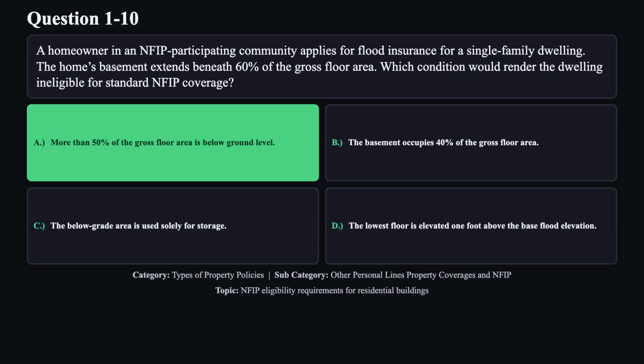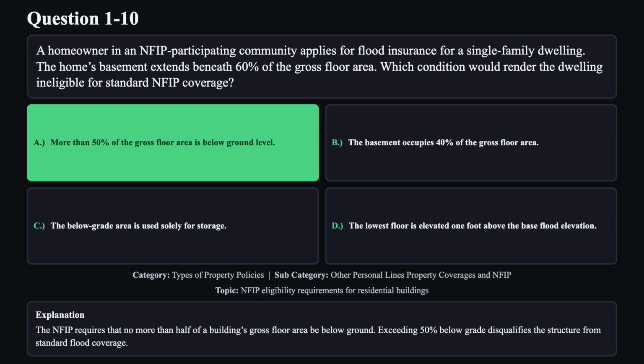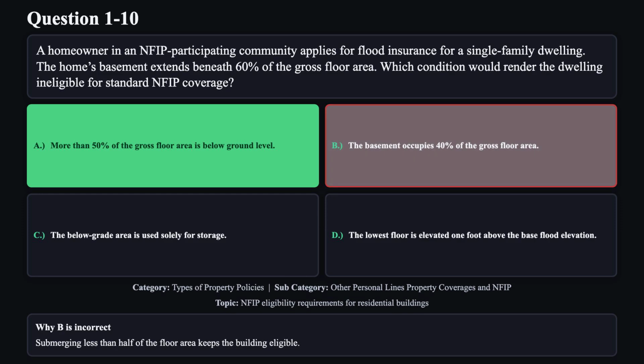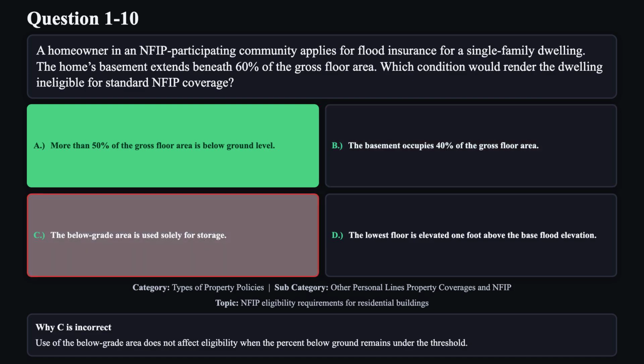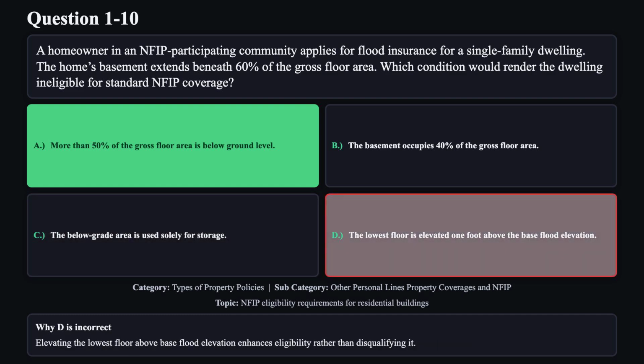The correct answer is A. The NFIP requires that no more than half of a building's gross floor area be below ground. Exceeding 50% below grade disqualifies the structure from standard flood coverage. Reason B is not correct. Submerging less than half of the floor area keeps the building eligible. Reason C is not correct. Use of the below grade area does not affect eligibility when the percent below ground remains under the threshold. Reason D is not correct. Elevating the lowest floor above base flood elevation enhances eligibility rather than disqualifying it.